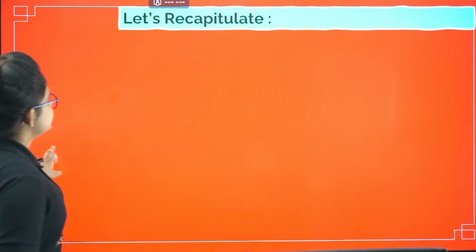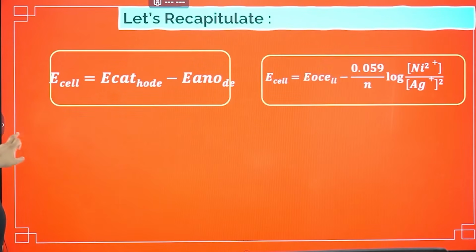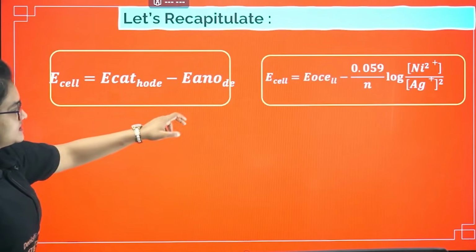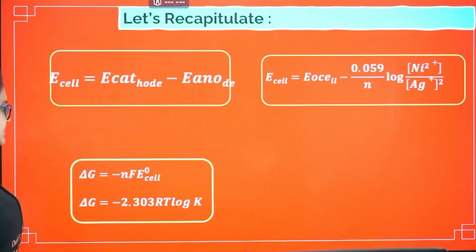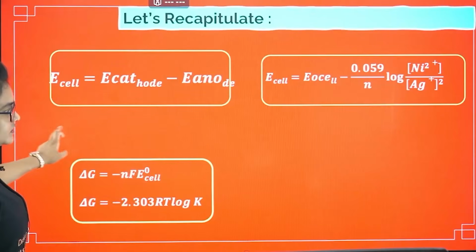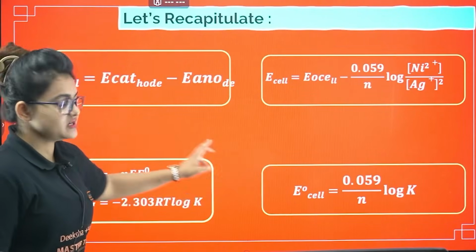Okay, so first question, first we will recapitulate. So you can see E cell formula, E cathode minus E anode. This is the Nernst equation. Okay, this is the delta G and E0 cell relation. This is delta G and equilibrium constant relation. This is E0 cell and equilibrium constant relation.